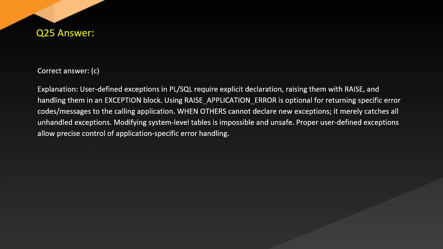Answer. Correct answer: C. Explanation. User-defined exceptions in SQL require explicit declaration, raising them with RAISE, and handling them in an exception block. Using RAISE_APPLICATION_ERROR is optional for returning specific error codes and messages to the calling application. WHEN OTHERS cannot declare new exceptions, it merely catches all unhandled exceptions. Modifying system-level tables is impossible and unsafe. Proper user-defined exceptions allow precise control of application-specific error handling.